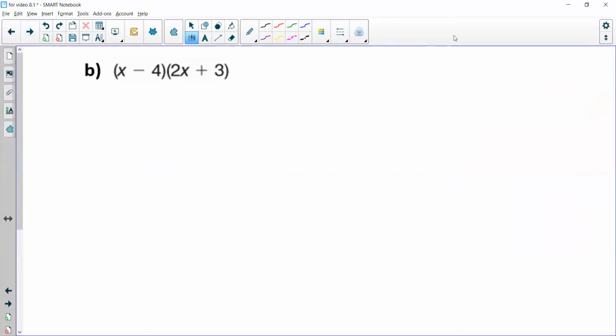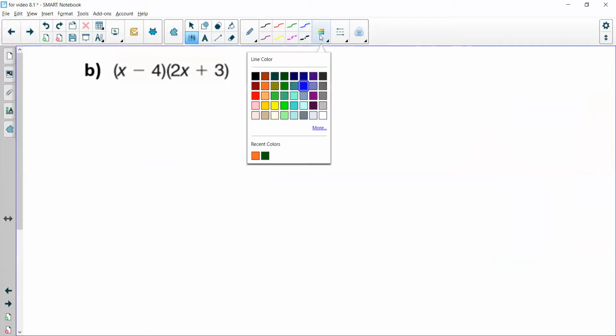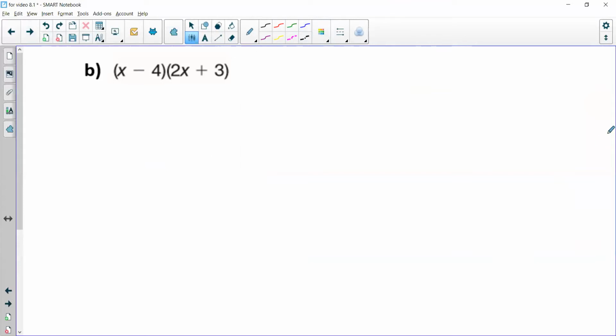So let's try another one of these using the so-called FOIL method. When I do first times first here, I'm going to do x times 2x. That gives me 2x squared. Then I'm going to do the O in FOIL, which is outside times outside. So that's 3 times x. So that's plus 3x.